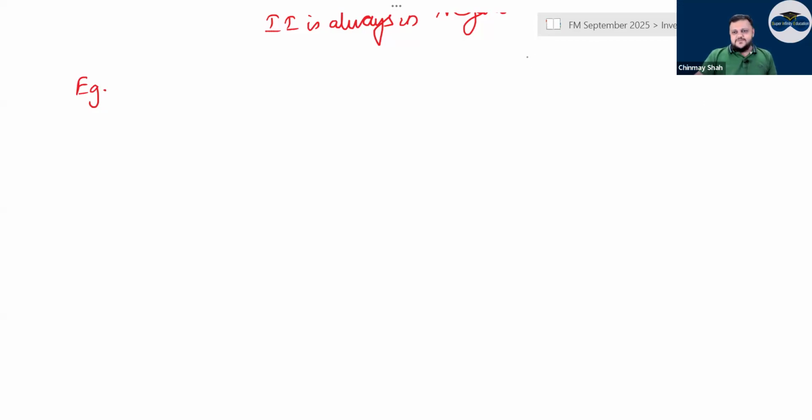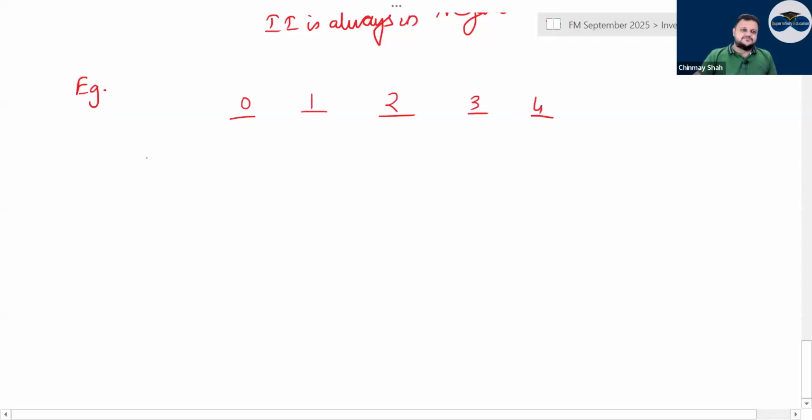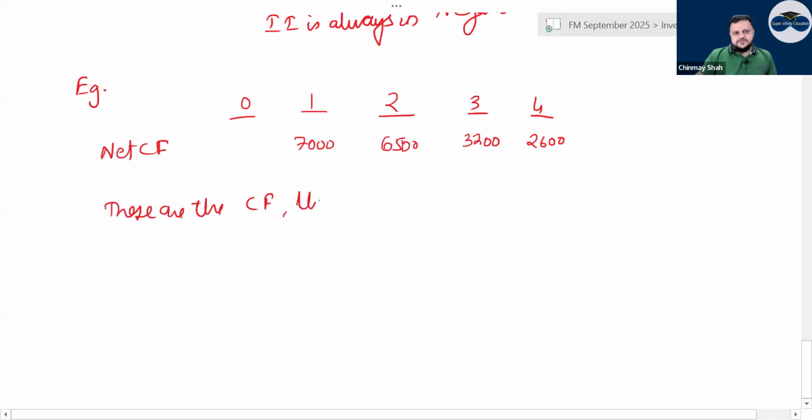Come on, now again 0, 1, 2, 3 and 4. I'm putting up net cash flow: 7,000, 6,500, 3,200 and 2,600. These are the cash flows that you will receive.